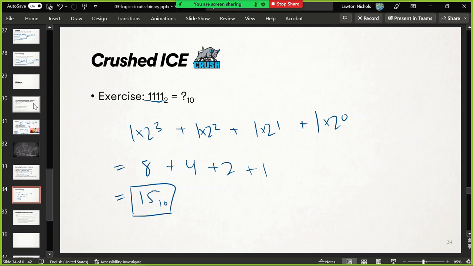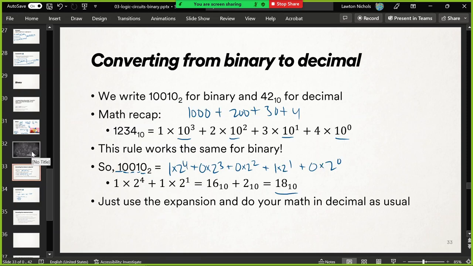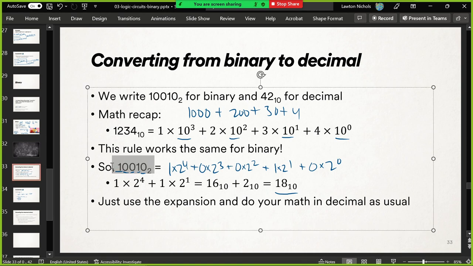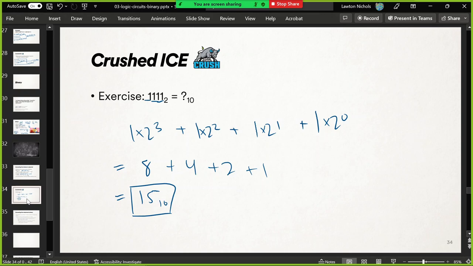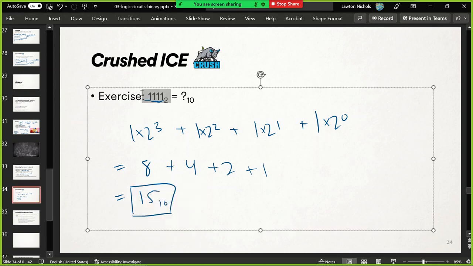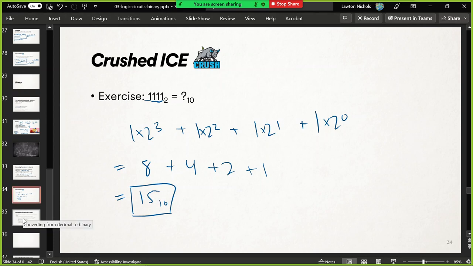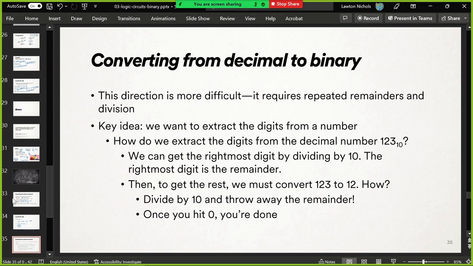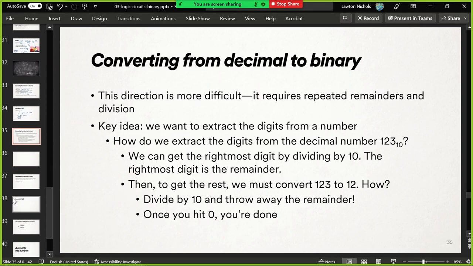Okay, so that's how you convert from binary to decimal. Figure out what some random binary number that I give you really is. Sadly, the other way is harder. If I give you a decimal number, like 15, and I ask you to convert it to binary, that way takes a bit more work. So pay a bit more attention now.